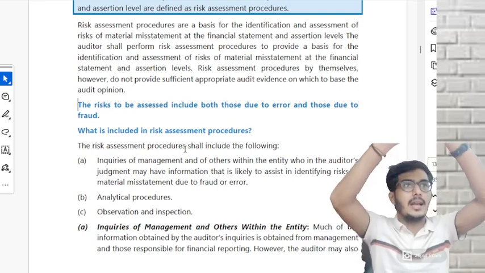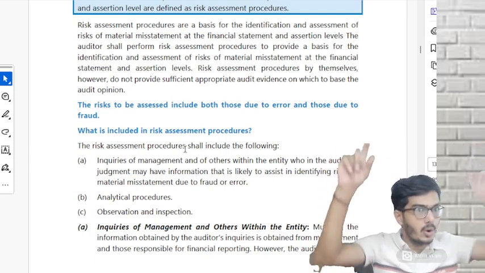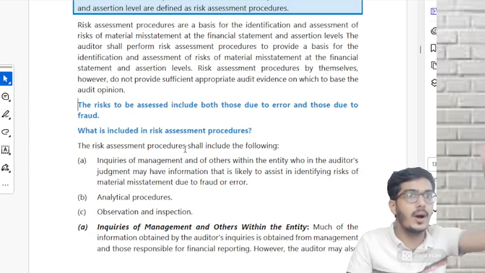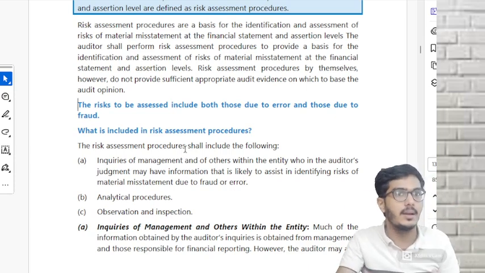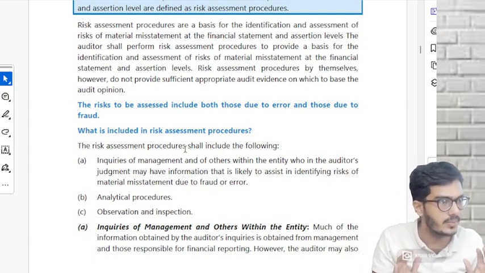So I would say RAP, FAP, TOC, SP, SAP are like the heads. Below each of those procedures, we perform OIC RRR. Below RAP, we perform OIC RRR. Below TOC, we perform OIC RRR. Below TOD, we perform OIC RRR. Understood? Are you understanding what I'm trying to do?